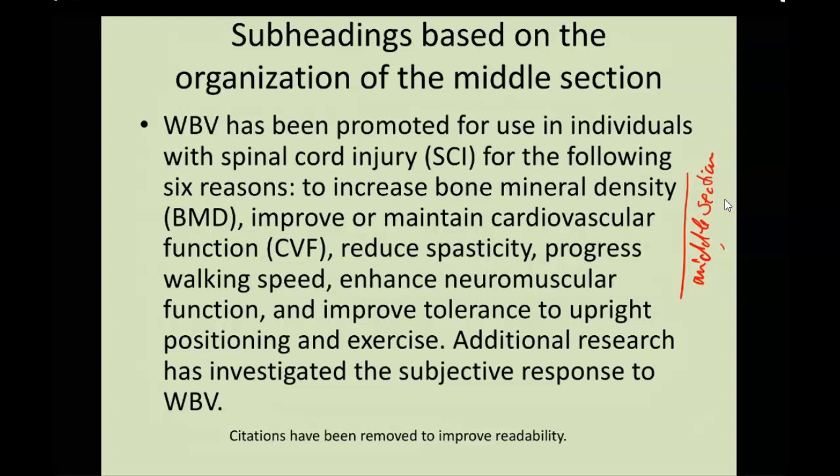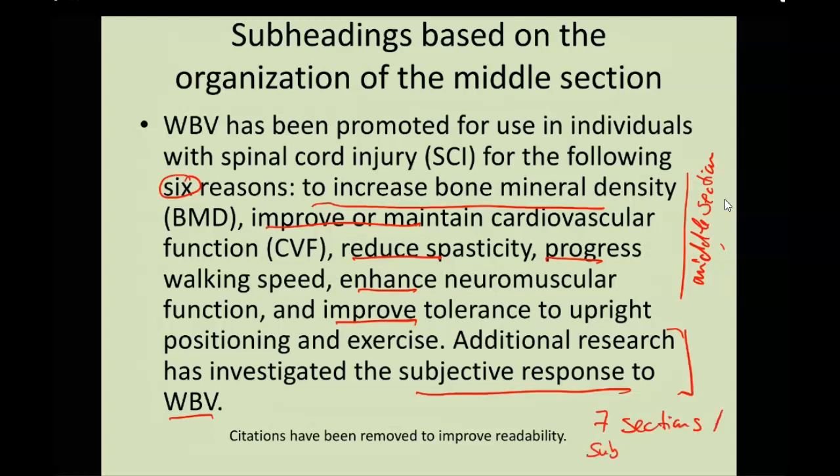So whole body vibration has been promoted for use in individuals with spinal cord injury for the following 6 reasons: to increase bone mineral density, improve this, reduce progress, enhance, and so on. So there's 6 of them, and then there's an additional one that didn't quite fit into this list, I guess, because it's just another couple of studies. The subjective response to whole body vibration. So there's a total of 7 sections, meaning 7 subheadings that correspond to these 6 plus 1 elements outlined in the introduction.